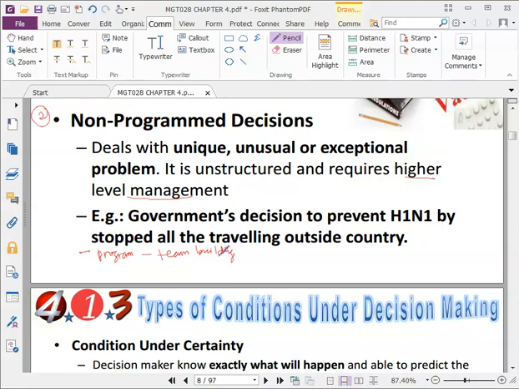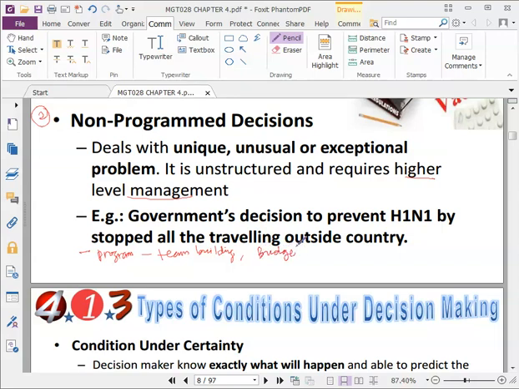Okay, in the organization, usually kalau dia nak meningkatkan teamwork of their staff, many new staff inside the government, so they need to make a program that, for example, is team building. Okay, so other than that, other example for non-program decision is, for example, budget.